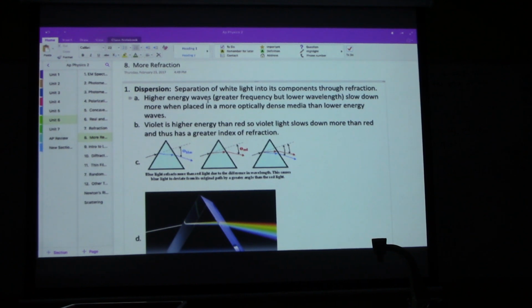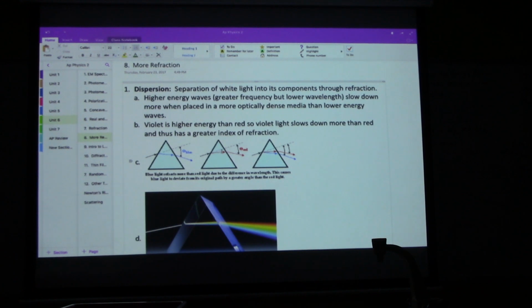So when white light enters into a more optically dense medium, the violet and blue light bends more than the red, so the blue light has a greater angle of refraction than the red colors do. So the actual index of refraction of the glass block has a range. It's not just 1.5, it might be 1.52 for blue and it might be 1.51 for red. It's a small range, but at the same time it does exist.